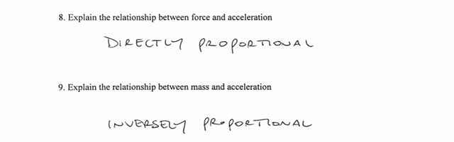Number 9 says, explain the relationship between mass and acceleration. They're inversely proportional. So in this case, if mass goes up, acceleration goes down. If acceleration goes up, mass goes down. They're inversely related.